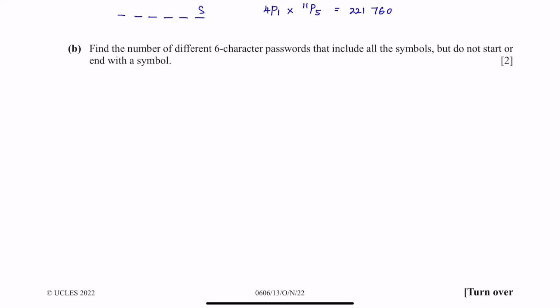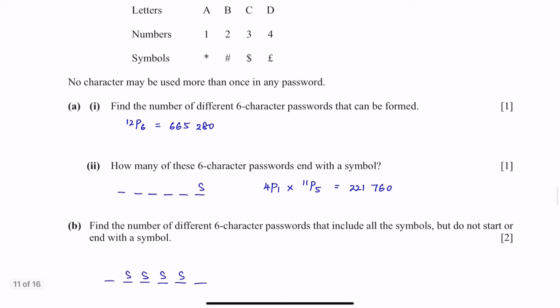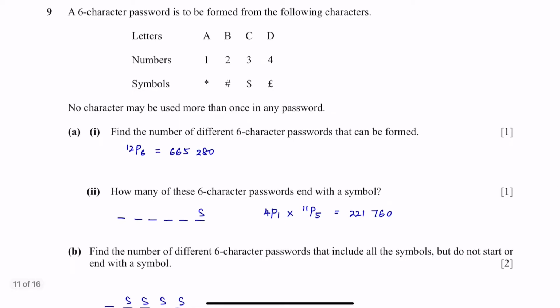Part B. Find the number of different 6-character passwords that include all the symbols but do not start or end with a symbol. So we have 6 characters, and we don't start or end with a symbol. That means the middle 4 characters should all be symbols. So now the password can start and end only with letters and numbers.